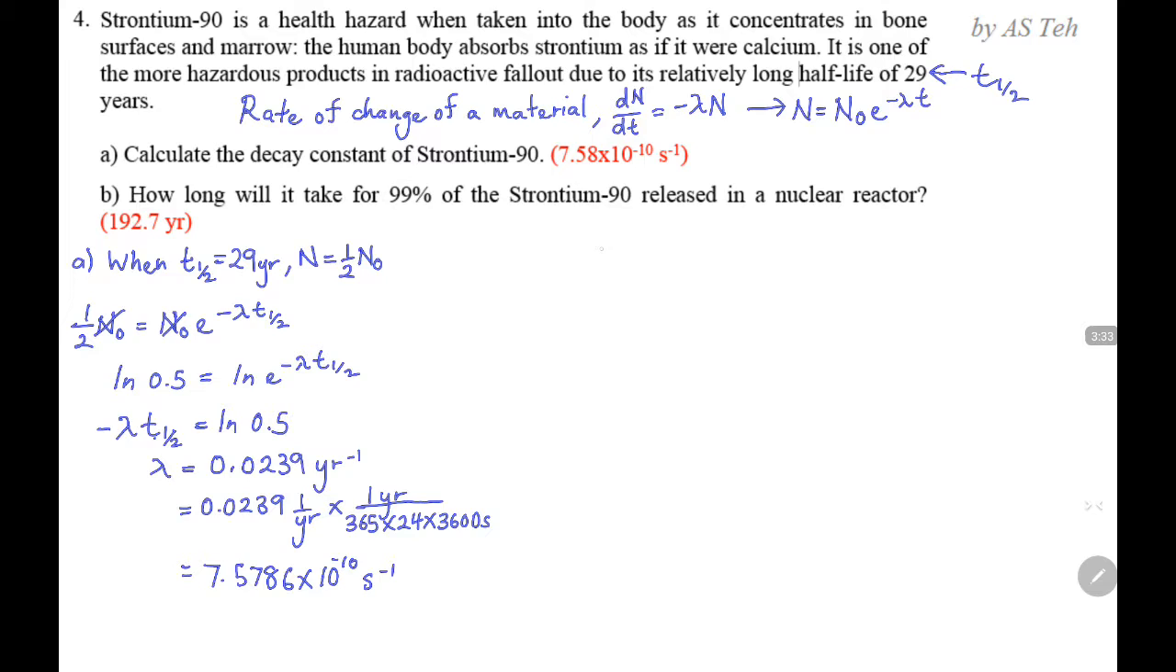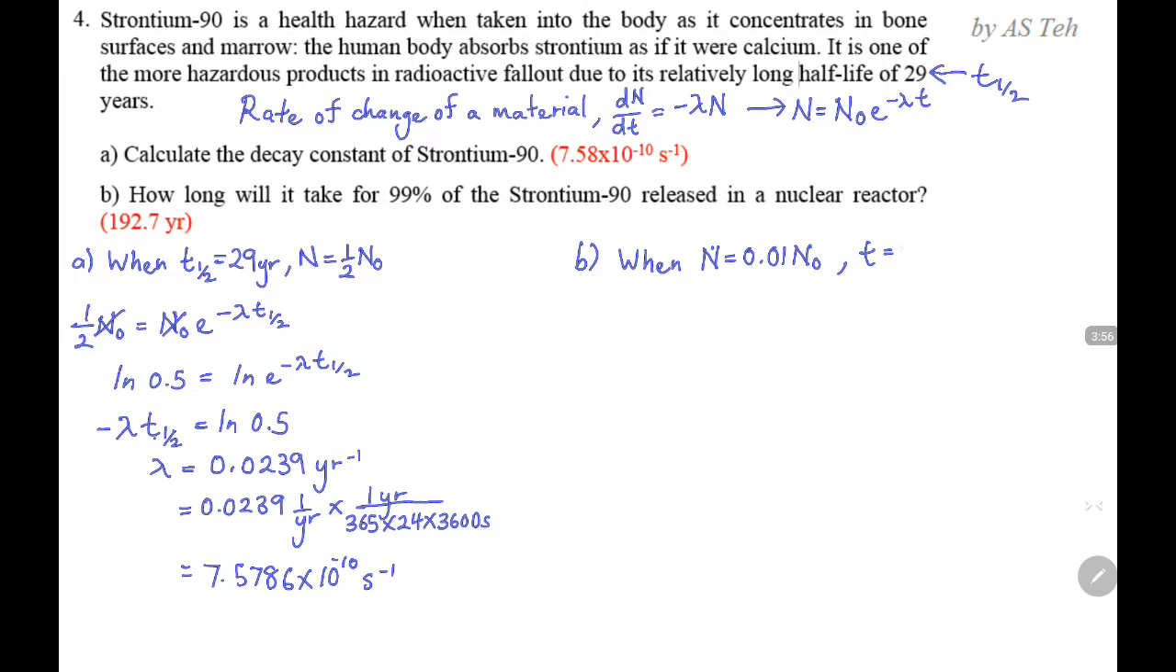Okay, next, part B. What we're looking at here is when N remains only 1%. So when N equals 0.01 N naught, where N naught is the initial material, what is the time? This is what we want to look for.